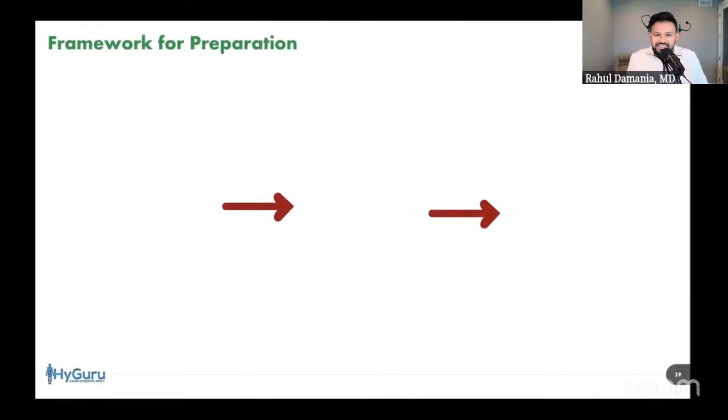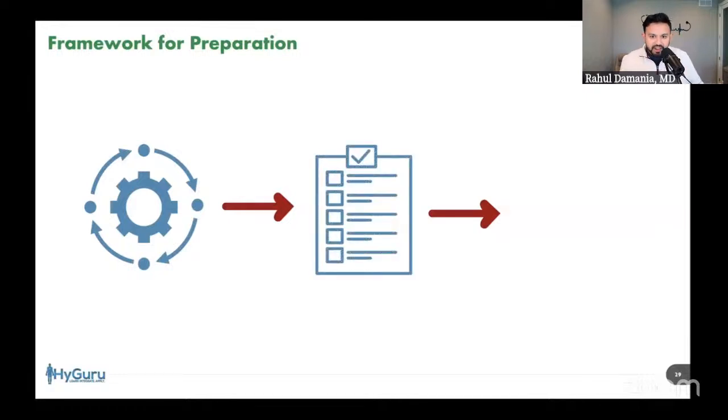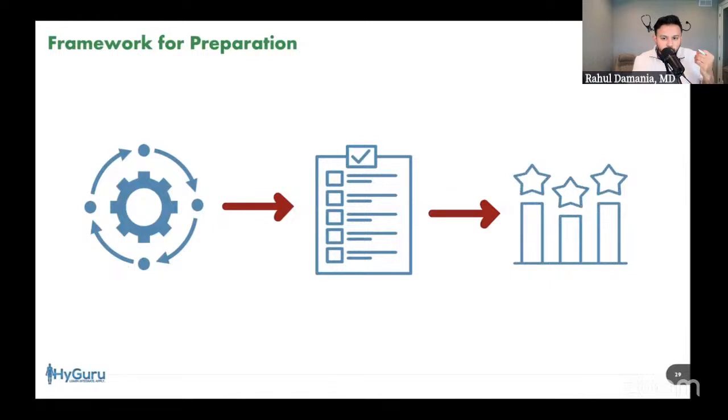Like I say to all my residents and fellows that I work with, whenever you see things commonly, you want to create a system, because systems lead to standardization, right? That's why the healthcare system has so many checklists, because we want to standardize things, protocols, care paths. But what we also want is for that standardization to lead to optimization. You want a standardized approach so that then you can optimize your results.